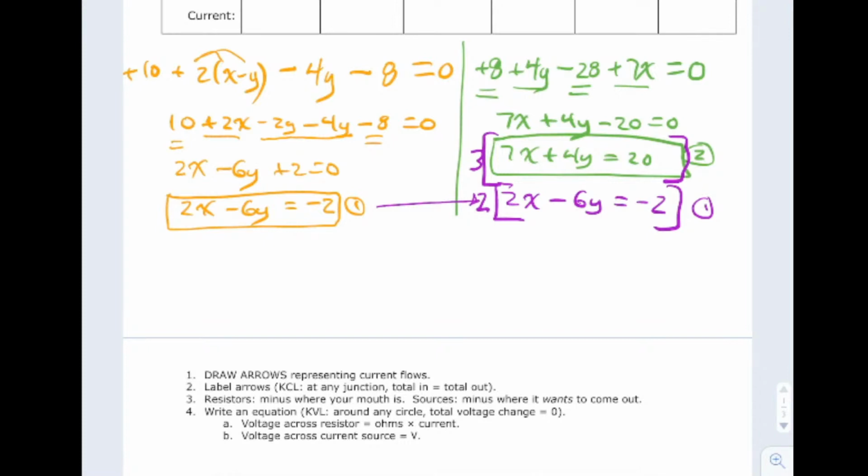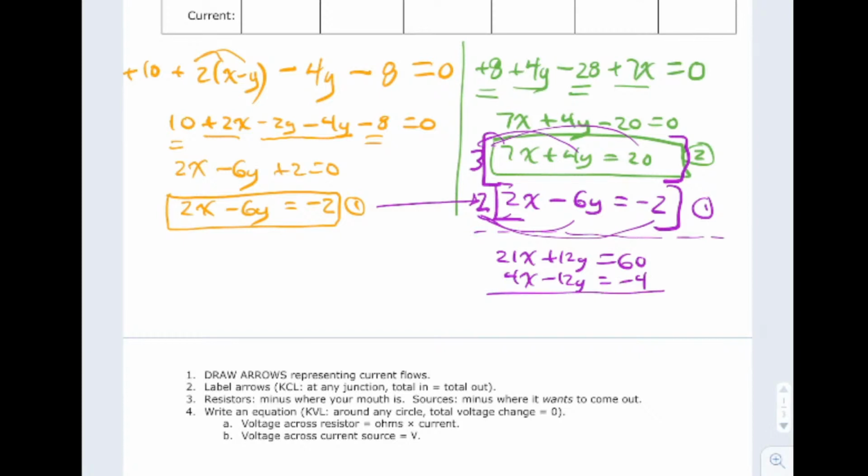So my new equations, after I multiply, will be 3 times 7, 21x plus 12y equals 60. Make sure you multiply all the way across. 2 times 2, 4x minus 12y. 2 times negative 2 is negative 4. Again, all the way across.